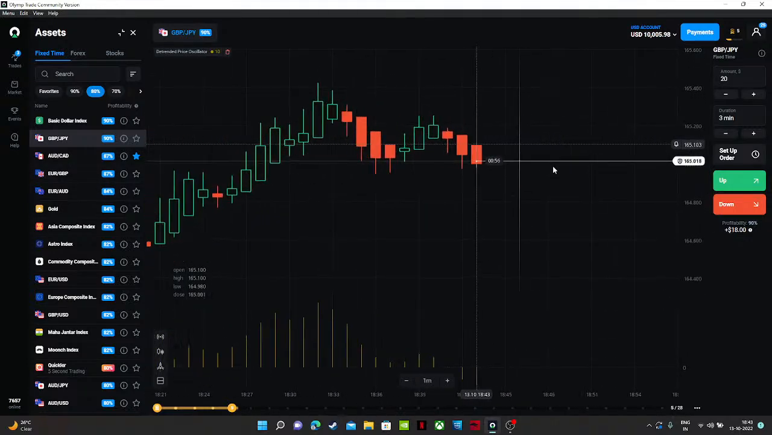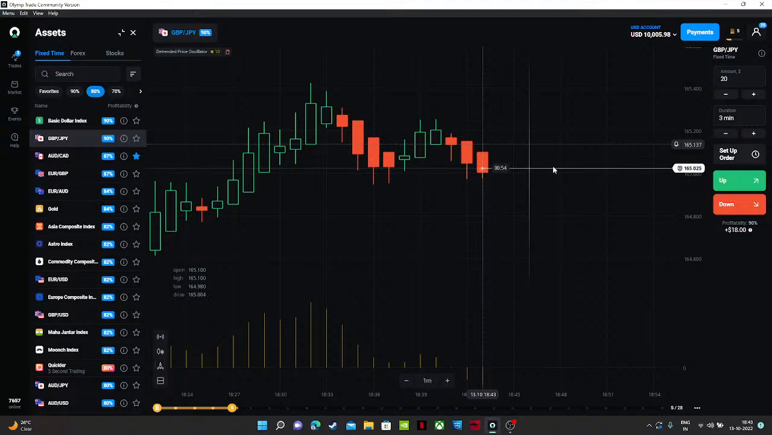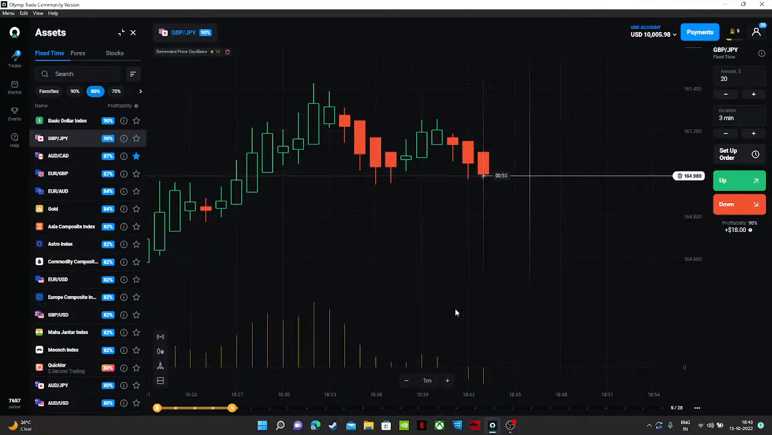Okay, here also in GBP against the JPY currency, we have received a downside trade. The bars have shifted below the zero line. The Heiken-Ashi candle has changed its color, so you might want to enter into a downside trade here.